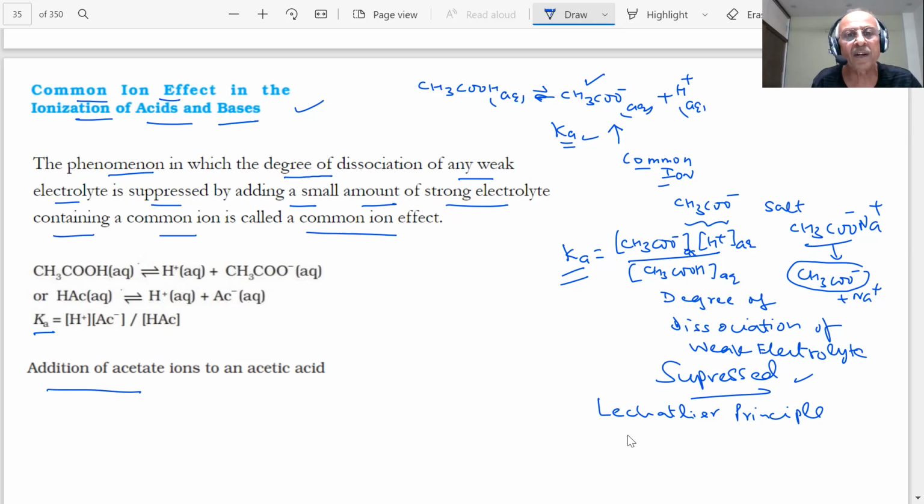So the result will be, what will happen to the pH, students? Will it be the same or different? In such cases, will the pH shift or will the pH remain the same? What is the pH in these cases? Will it increase or decrease? What will happen to the pH, students?